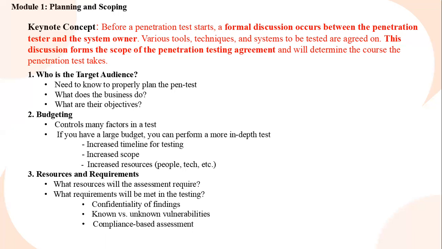Now, some of the things that should be involved in your planning and scoping is who is the target audience. You need to know that to properly plan a test. What does the business do? What does the organization do? What are the objectives? Just last week, we started doing planning and scoping for a penetration test for a company. It first starts with some set of questions. Then when they revert, you want to provide a document for them, a baseline document, that will help you clarify most of these things.